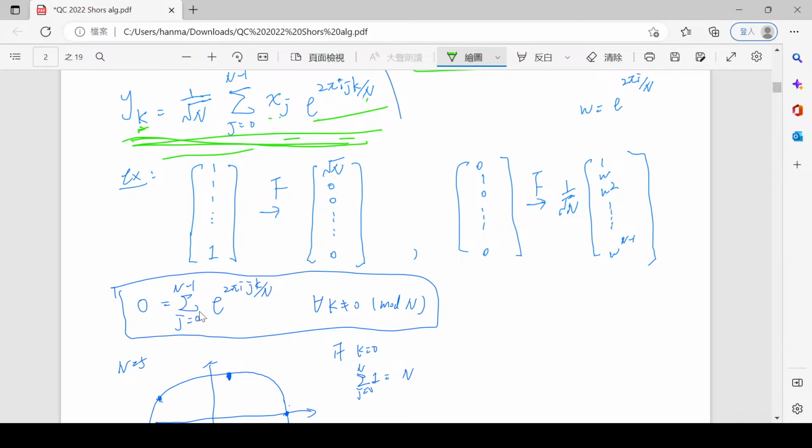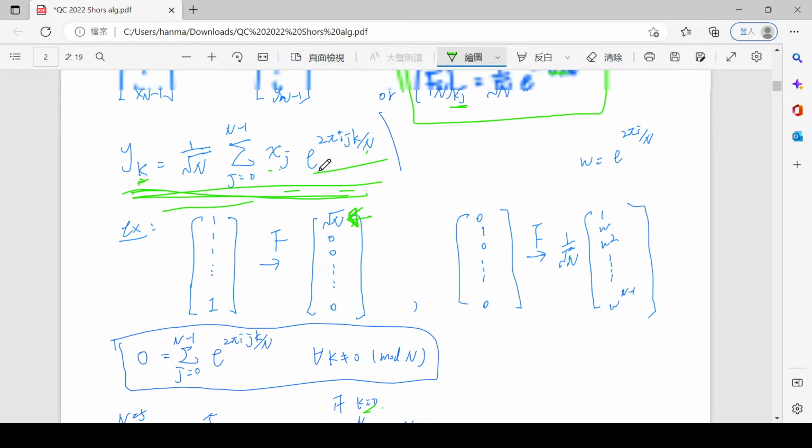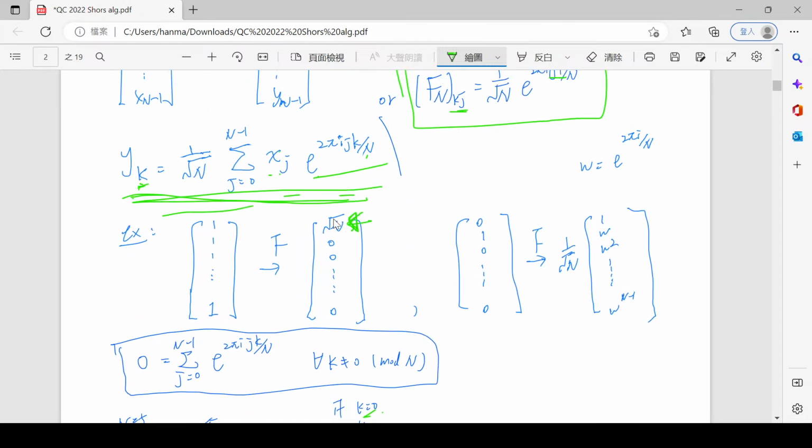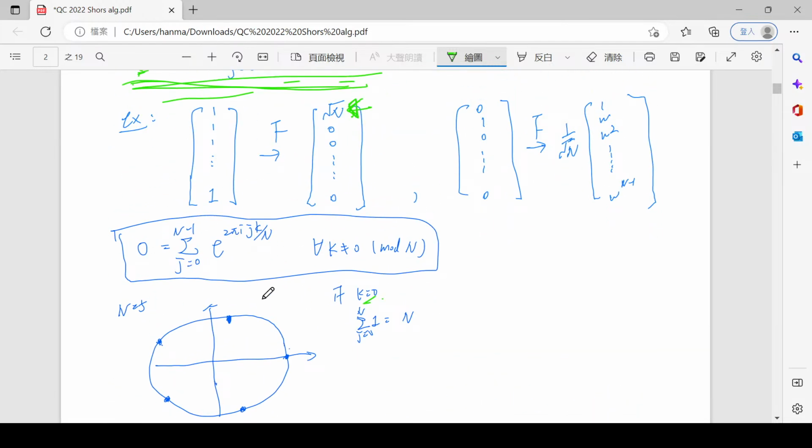Then let's say the singular case first, k equal to 0, which corresponds to this dimension, right? When k equals 0, obviously the exponent here is 0, so we are just summing a whole bunch of 1. So this summation is n, but you have another 1 over square root n, so this number is 1 over square root n. That's easy. And when k is not equal to 0, we don't do a rigorous proof here, we do this proof by picture.